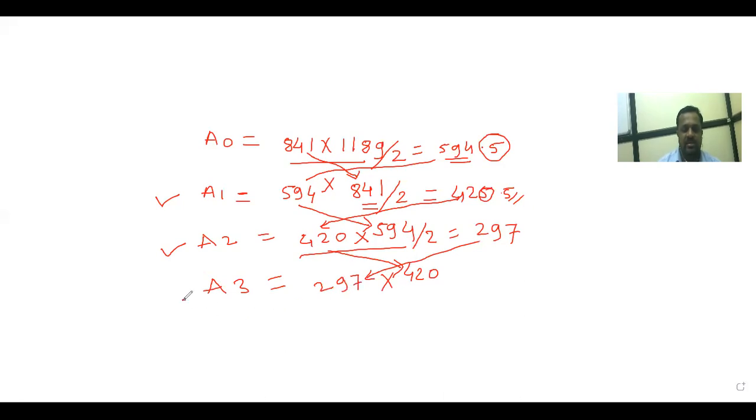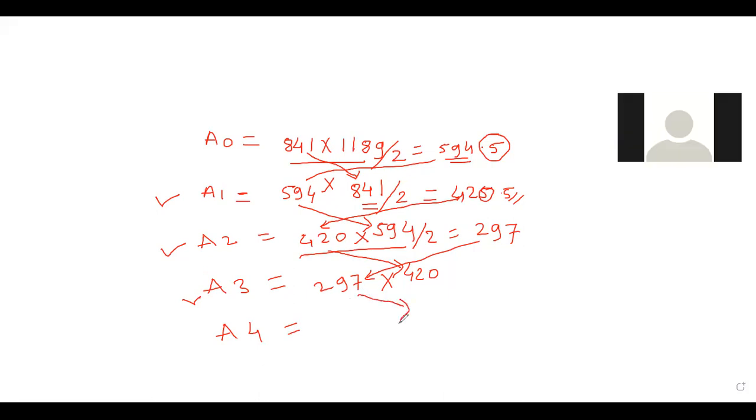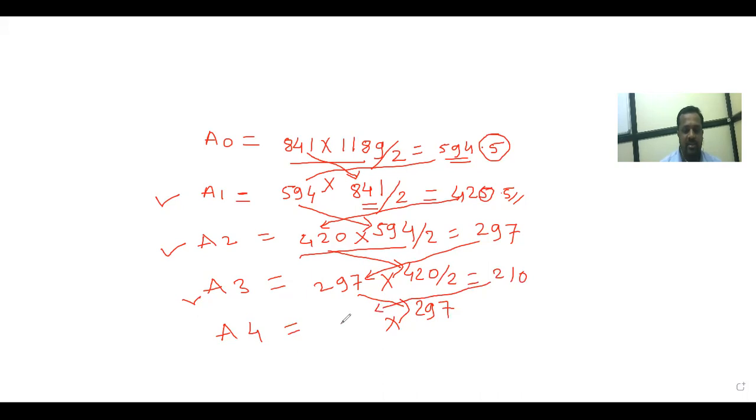Okay, this will be the dimension for that A3. Again, how to find out the dimension of the A4 size sheet? Yes, tell me the procedure. 297, then into, divided by 2. Then what is the answer? 210. Then that 210 we have to write down as it is.